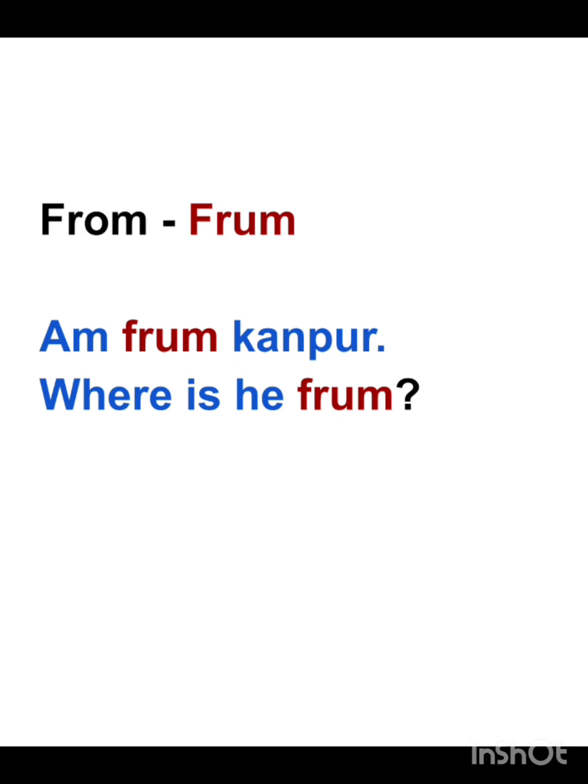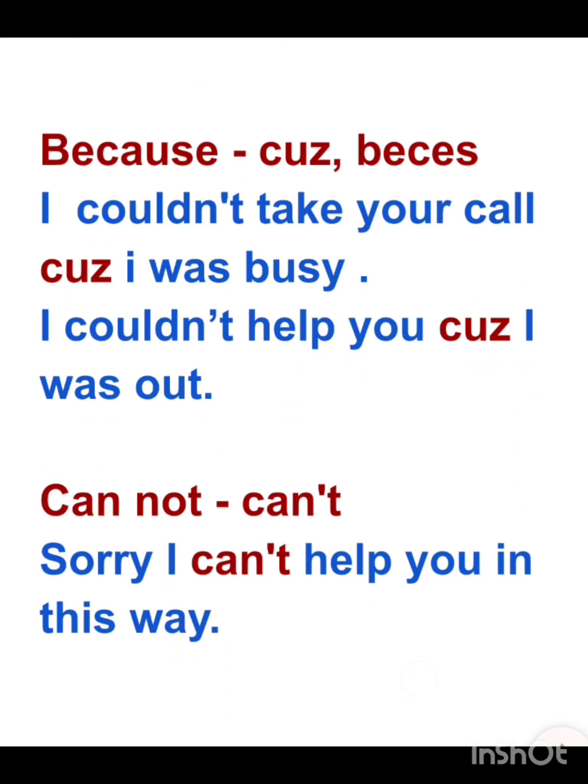You'll feel the difference. Okay. Next one, because. I couldn't take your call because I was busy. I couldn't help you because I was out. So I use here four contractions together. Couldn't, 'cause, and was. So I couldn't help you because I was out.